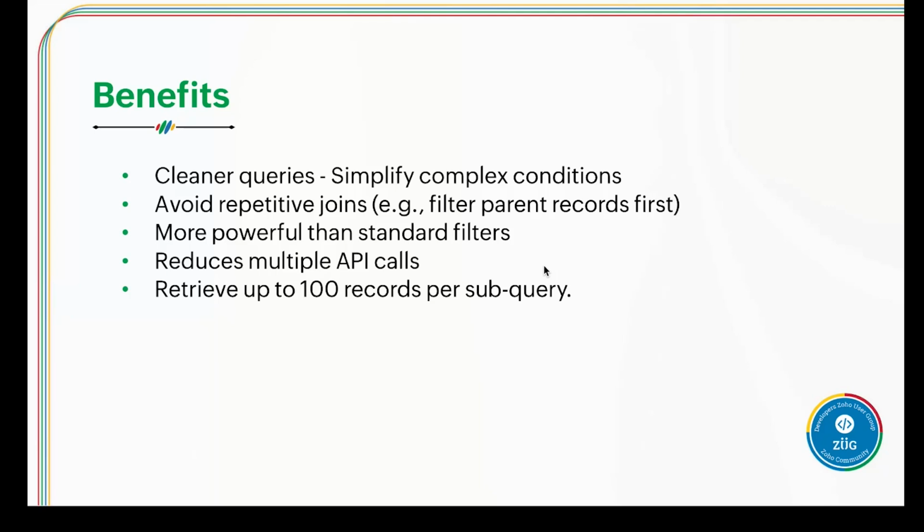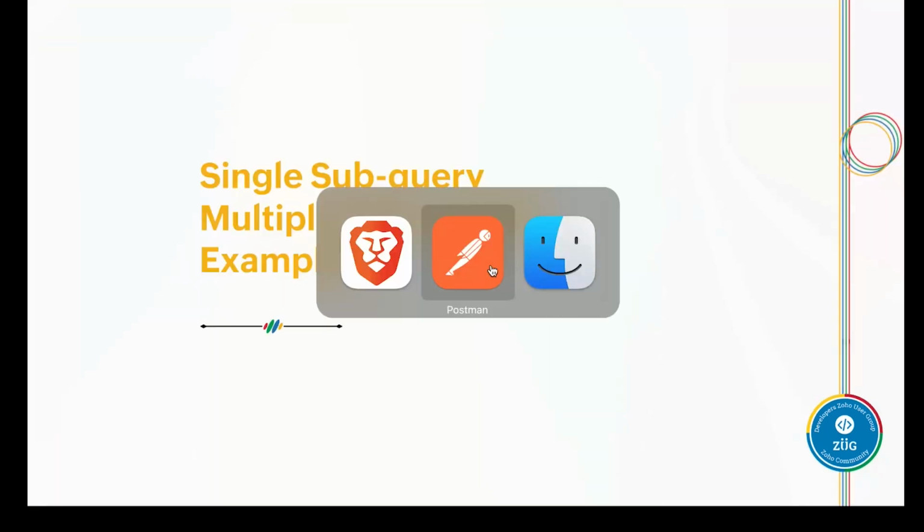Now, benefits. Like I said, it is easier to simplify complex conditions because you essentially write subqueries, which is essentially another select statement inside your query. So the queries look cleaner, they are much easier to read, and you cannot make many mistakes here because the conditioning doesn't become very complex, and then you avoid repetitive joins, and then it is more powerful than standard filters because it allows for nested filtering, and it reduces multiple API calls, and you can retrieve up to 100 records per subquery. Let's just try this out with an example.